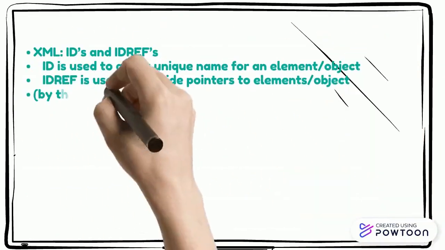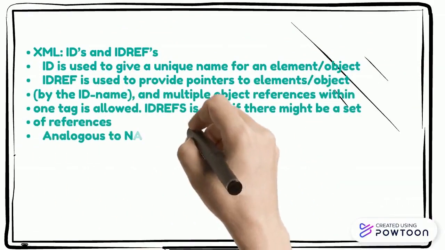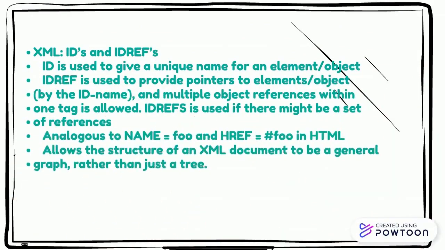XML, IDs and IDREFs. ID is used to give a unique name for an element or object. IDREF is used to provide pointers to elements or objects by the ID name, and multiple object references within one tag are allowed. IDREFS is used if there might be a set of references, analogous to name equals foo and href equals #foo in HTML. Allows the structure of an XML document to be a general graph rather than just a tree.